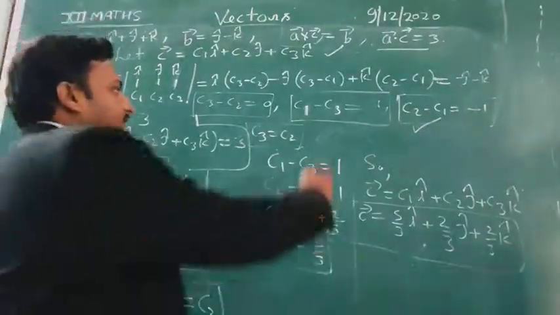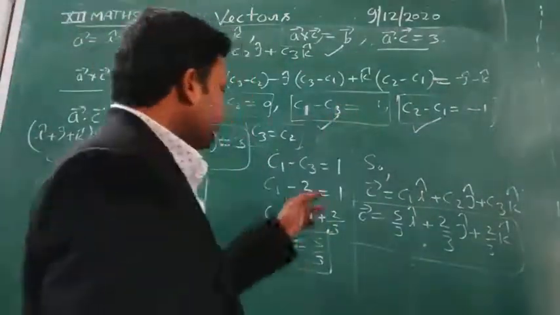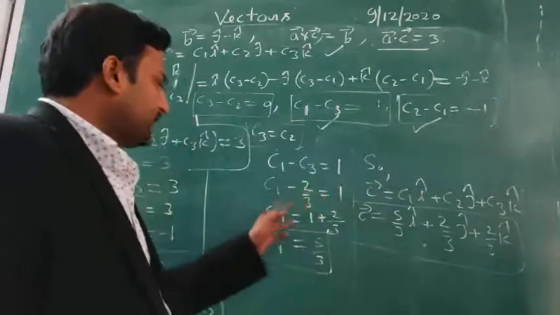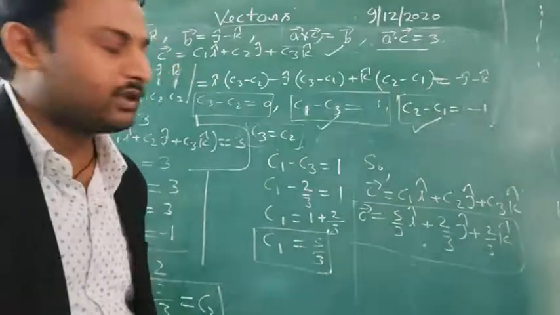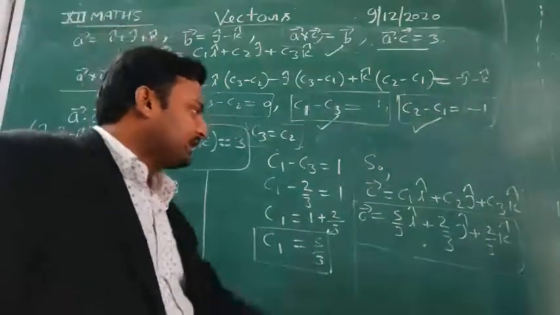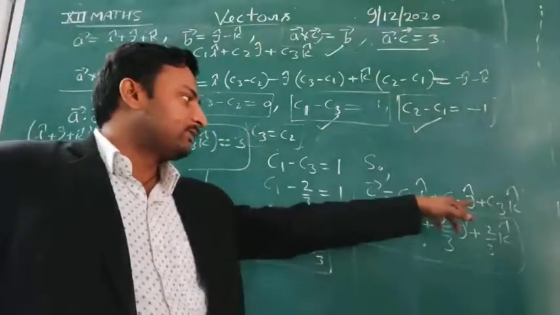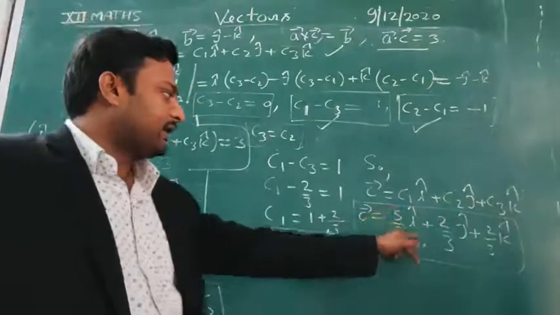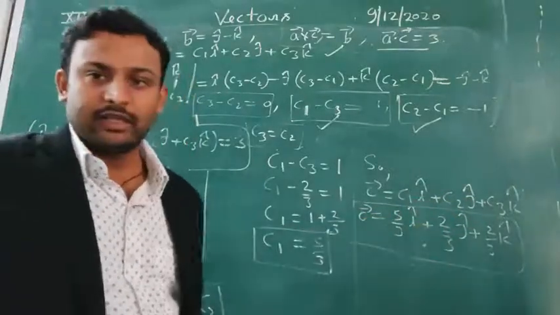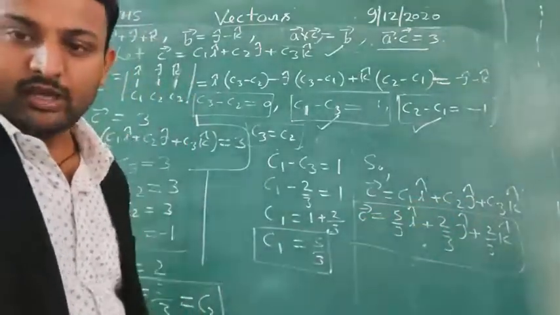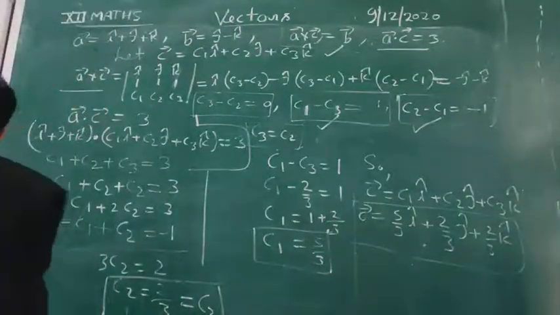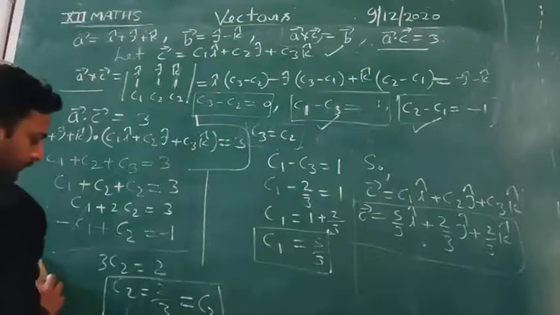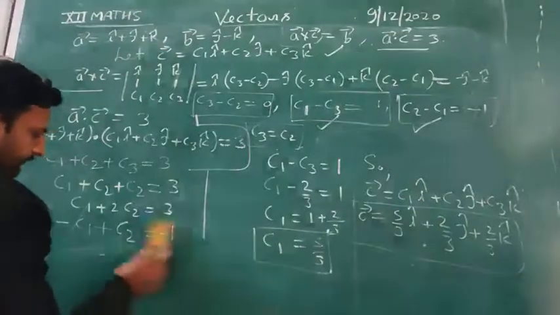Now from this equation we put the value of C3 here, and we get our C1 as 5 by 3. After getting C1, C2 and C3 we will find our vector C, which is C1 i plus C2 j plus C3 k: 5 by 3 i, 2 by 3 j, 2 by 3 k. Okay, I hope you understand, student. Now we will move to the next question.